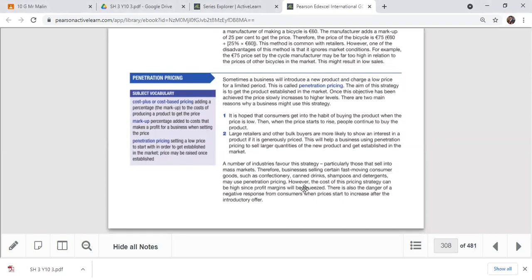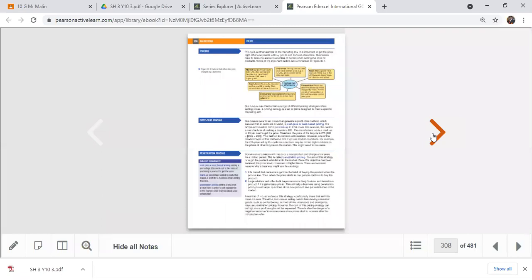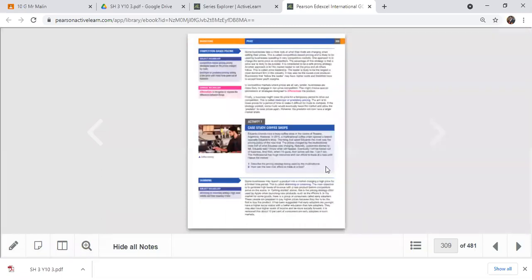However, the cost of this pricing strategy can be high, since the profit margins will be squeezed. When you are reducing the prices permanently because you are going to sell at a low price, that is your strategy, and your profit margin becomes very low. Therefore, there is also a danger of a negative response from consumers when the price starts to increase after the introductory offer. That's the thing. So basically, penetration pricing is like that.